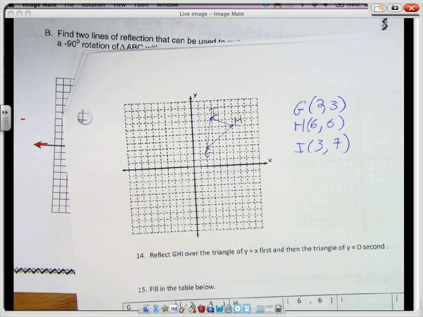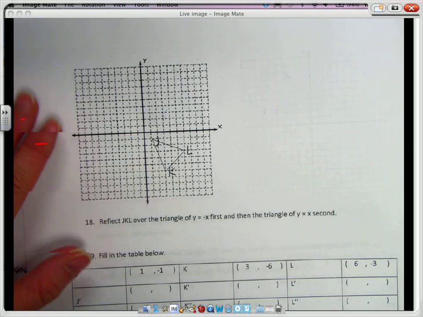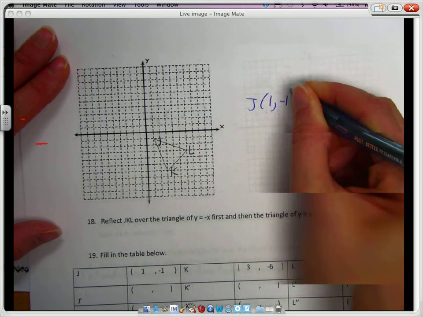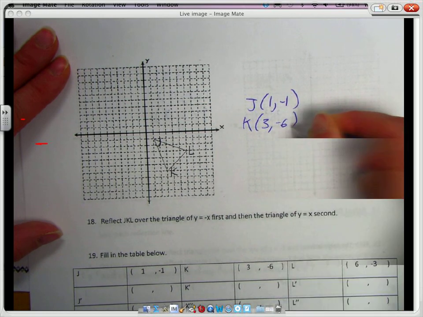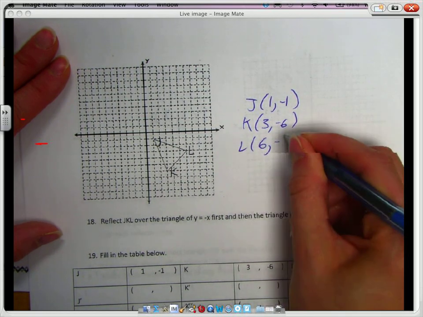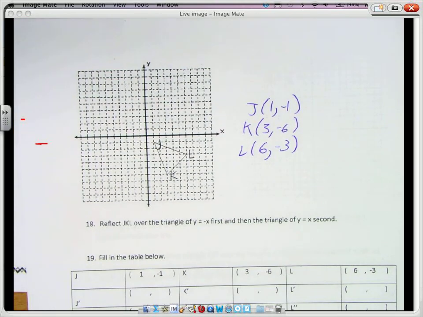All right, last one. Okay, J is at 1, negative 1. K is at 3, negative 6. And L is at 6, negative 3. Right, these ones, for these last two, they are right here. I just feel like if you write it next to your graph, you'll remember.